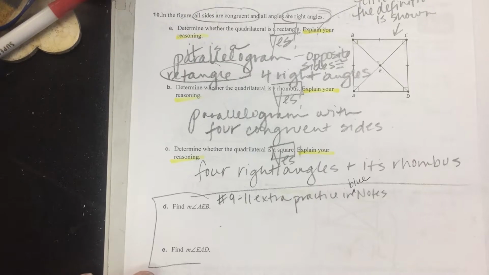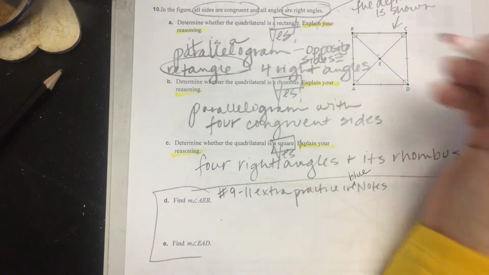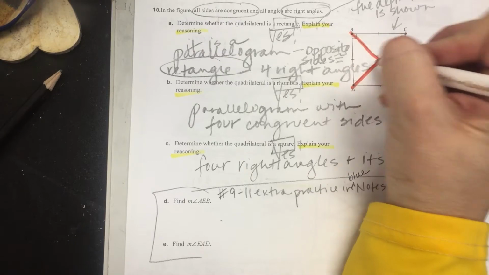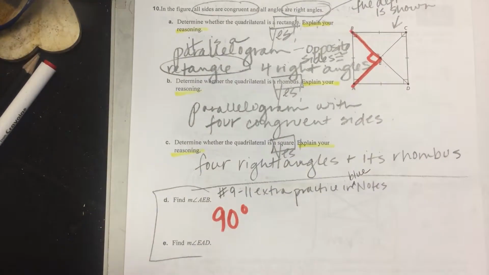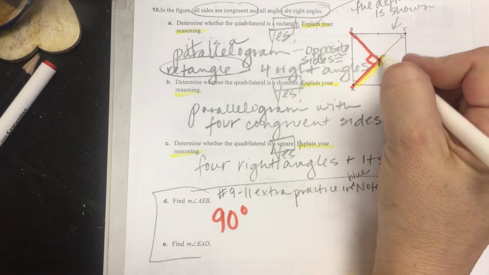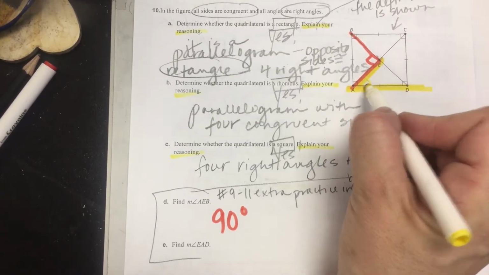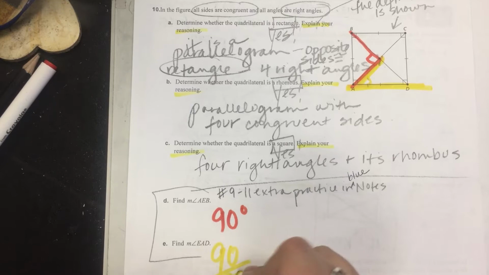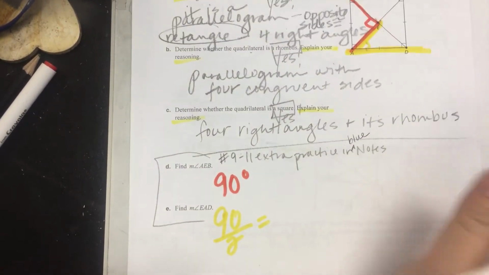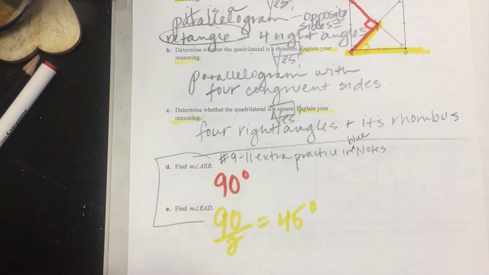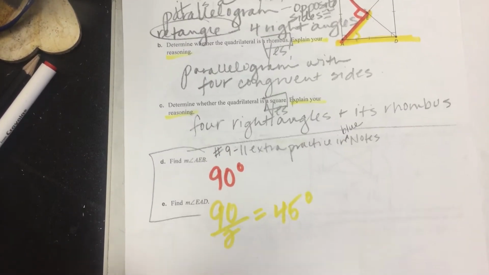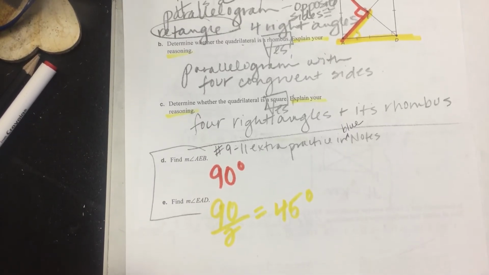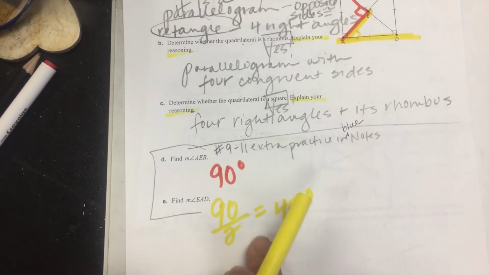Now, we've got some measures of angles here. Find the measure of AEB. Well, since this is a rhombus, AEB is going to be 90 degrees. And then the next question says, find the measure of angle EAD. Well, since it's a rhombus, EAD would be 45 because that's 90 divided by 2. We know it's a rhombus, and by the rhombus theorem, since it's a rhombus, each diagonal bisects the angles, so that last one is 45.